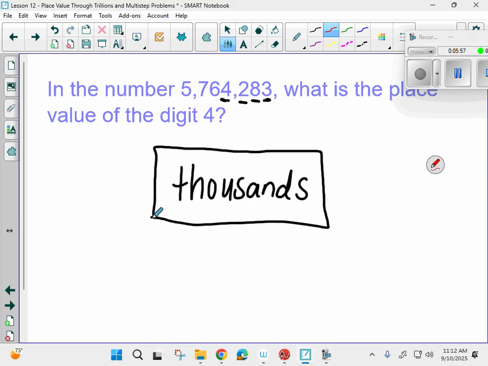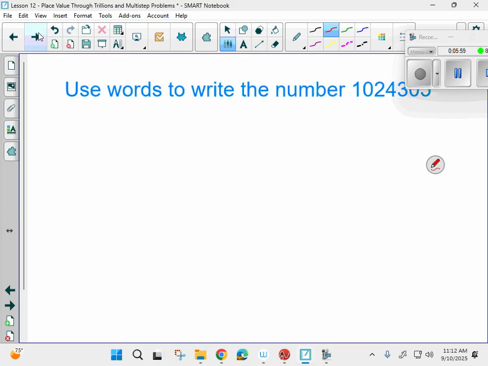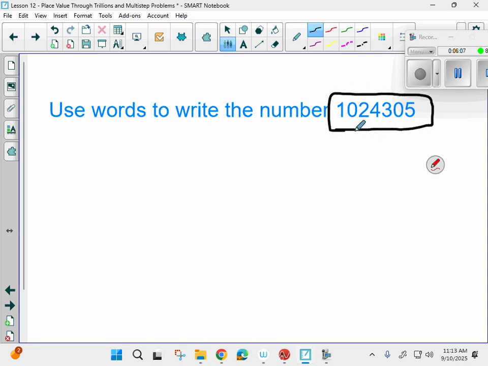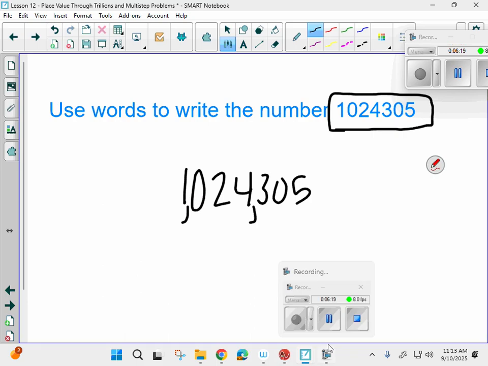Use words to write this number. So you guys just write the number down, okay? Just write this guy down. And the first thing I would notice is that there are no commas. And so I have 102, 4, 3, 0, 5. I would add those commas in. You got to go 3 at a time from the left there. So you go 3, put a comma, 3, put a comma. All right, and then it says use words to write the number, right?